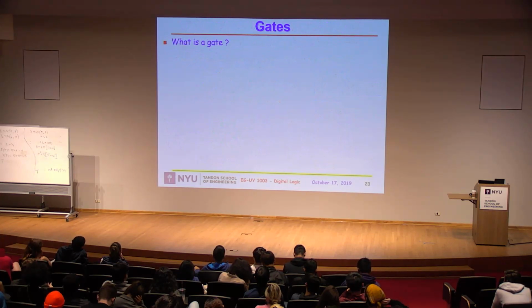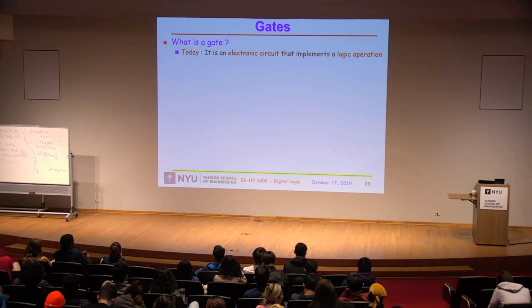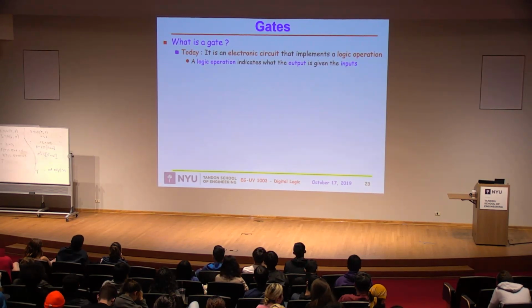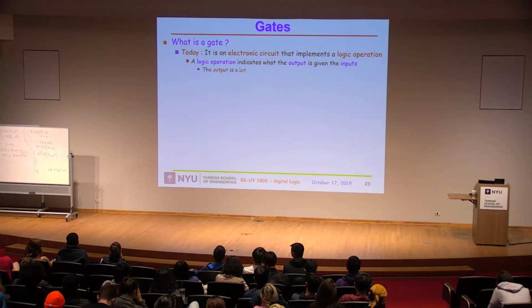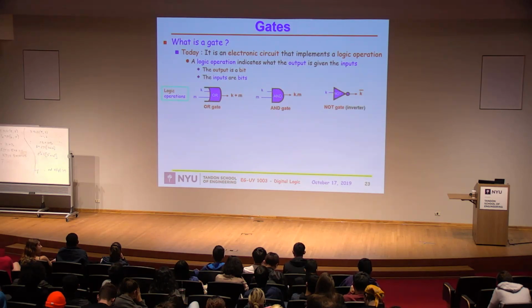A gate is an electronic circuit. Today, it's an electronic circuit that implements a logic operation. Tomorrow, it can be chemical or biological. So everybody, your logic operation indicates what happens for your output given the inputs. So you have one output from your gate and multiple inputs, depending on the gate. So let's take a look at your gates that you will be using next week.